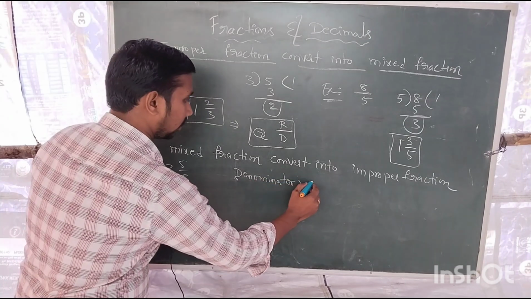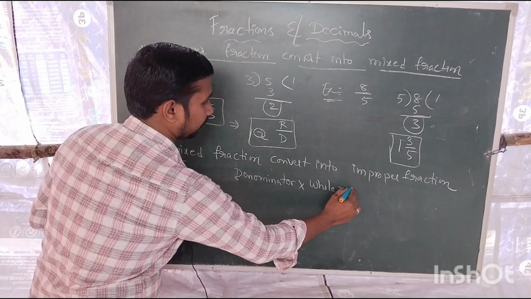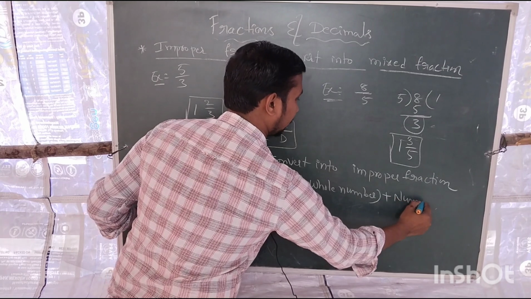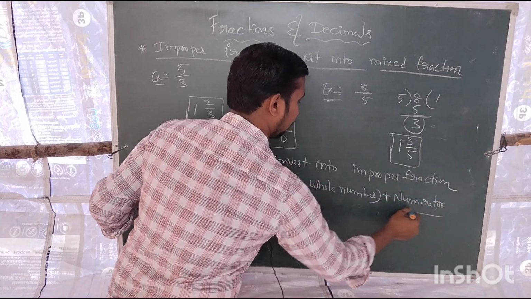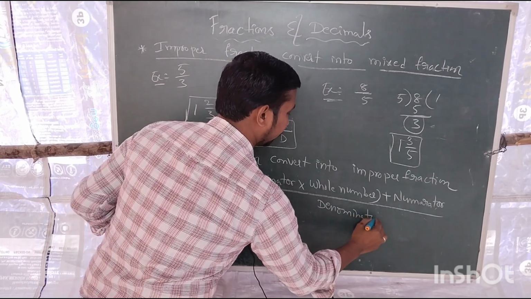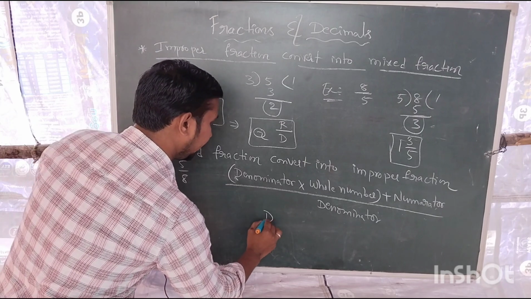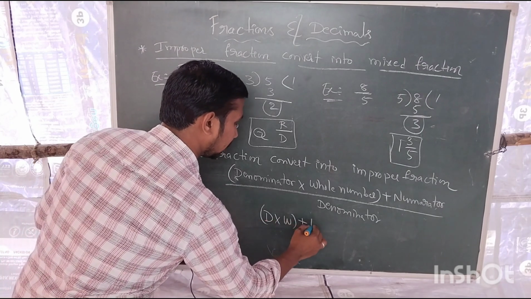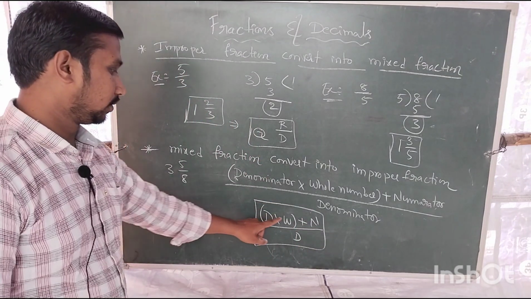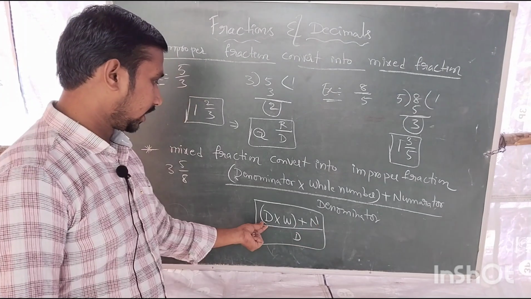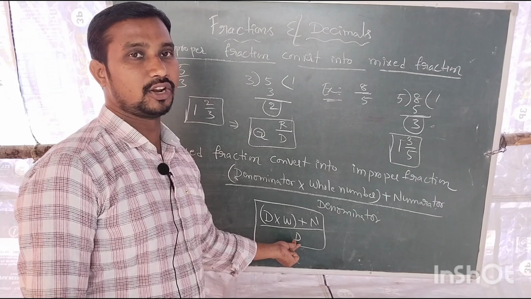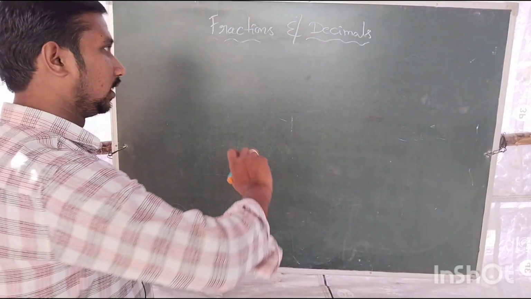Denominator into whole number, plus numerator, by the denominator again. So one shortcut formula is d into w plus n by d. This is the formula for that: d into w plus n by d. d means denominator, w means whole number, n means numerator. So let us take one example and prove this.